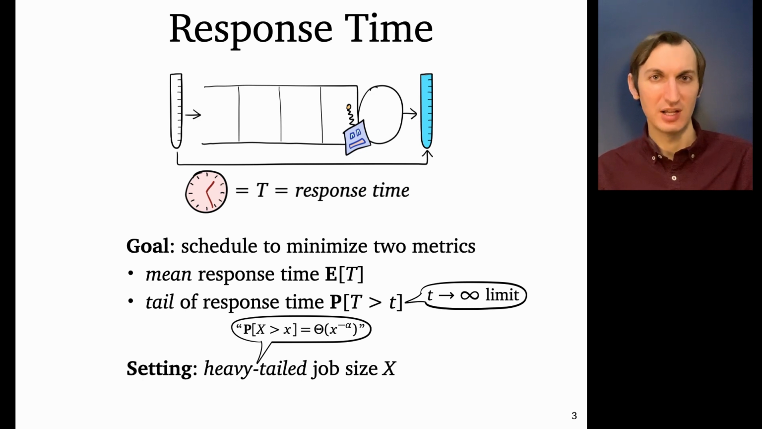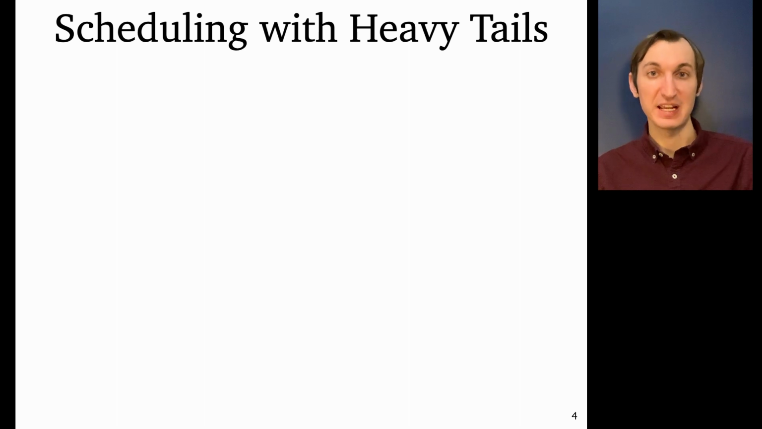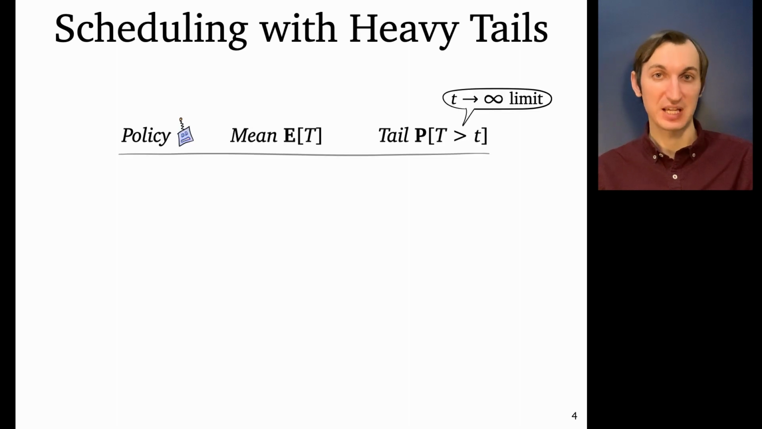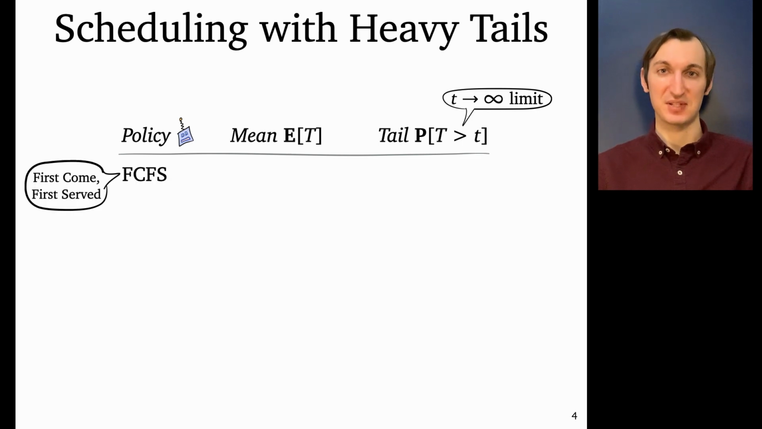So let's talk about what prior work exists. I'm going to make a chart with a whole bunch of scheduling policies, and for each I'm going to talk about how it does for mean response time and how it does for asymptotic tail of response time. So let's start with the simplest scheduling policy, first come, first serve.